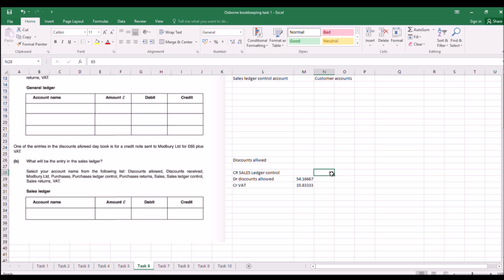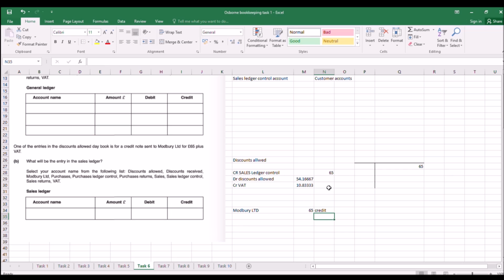This is what would go against the customer's account. So this customer account over here in the sales ledger would go there, so it would just go credit £65. So what we will see then, it will be account name Modbury Limited. It will be the sales ledger. We will have the amount, which will be 65, and it will be a credit because they're no longer going to pay us.